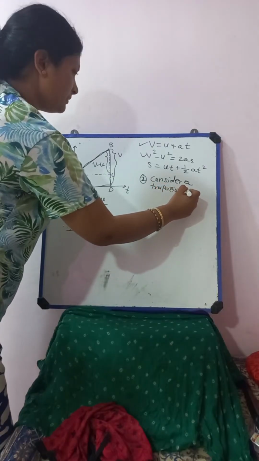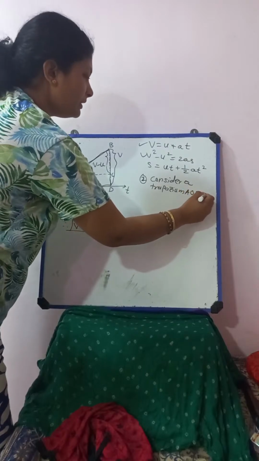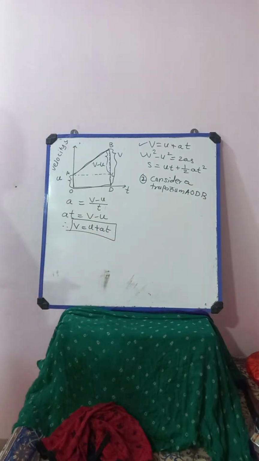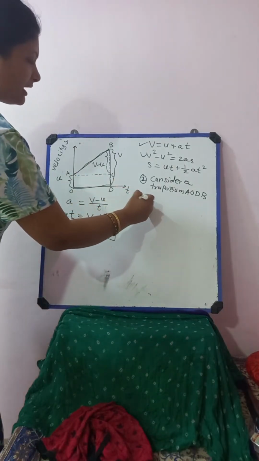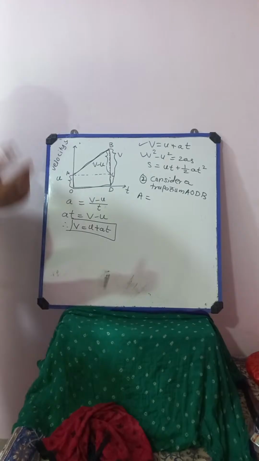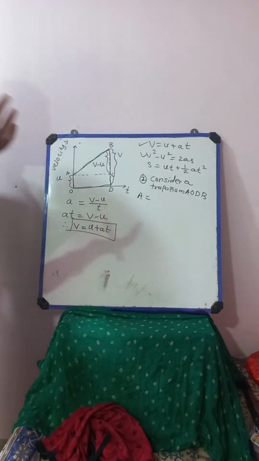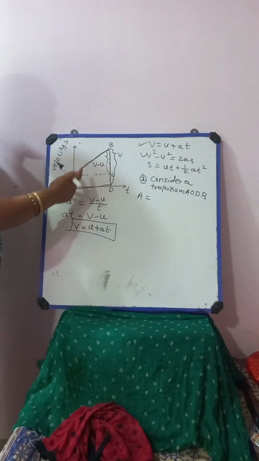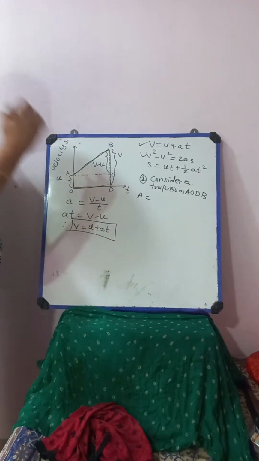Consider a trapezium AODB. Can you see AODB is a trapezium? So if I take the area of a trapezium, what is the area of the trapezium? Area of the trapezium is nothing but the sum of the two sides divided by 2 into height.